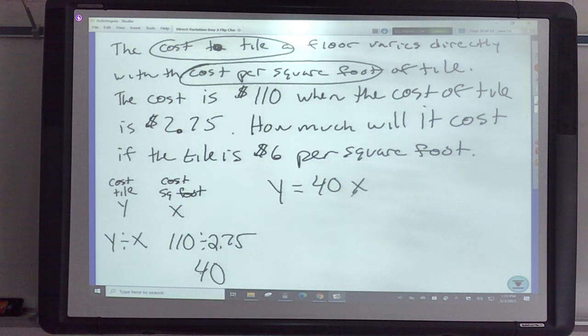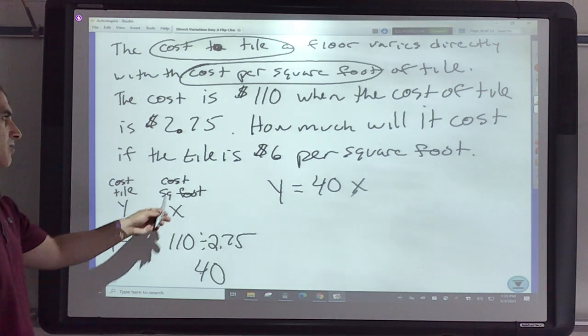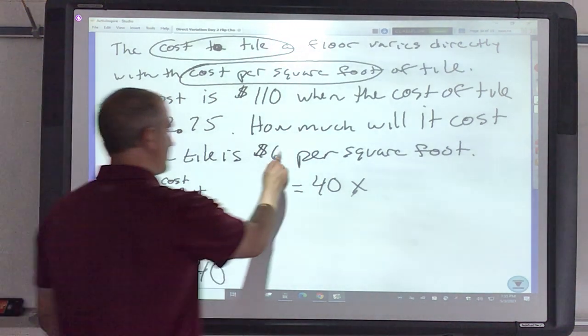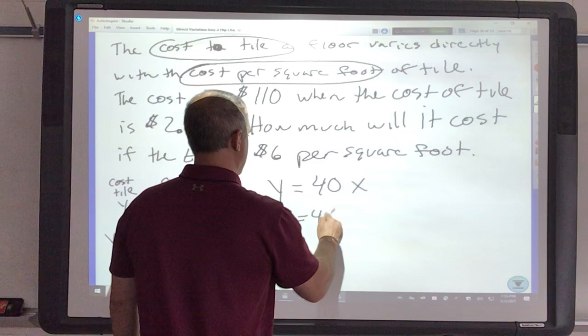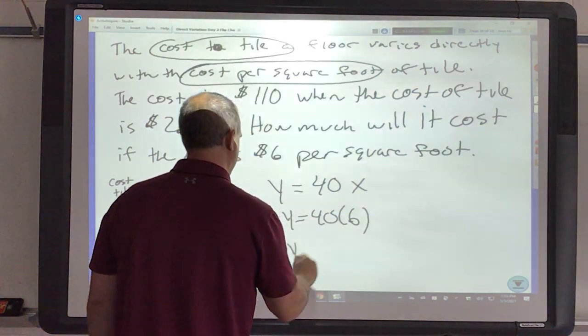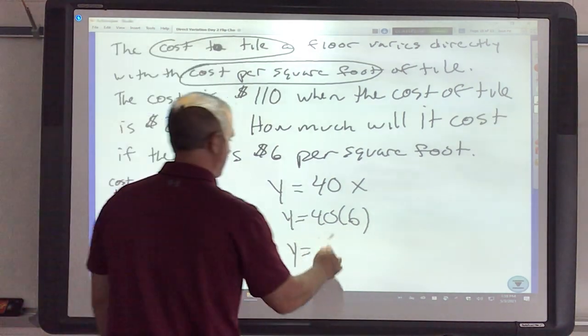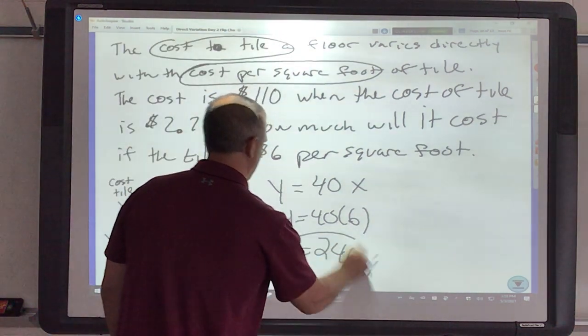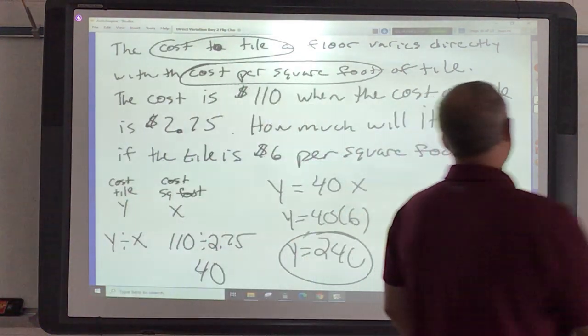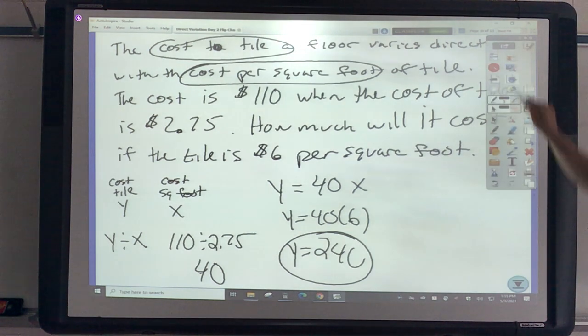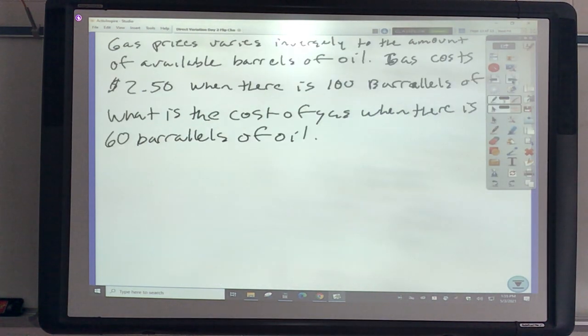How much will it cost if the tile is $6 per square foot? So what they're giving me is the x. So 40 times 6 is 240. That's simple.